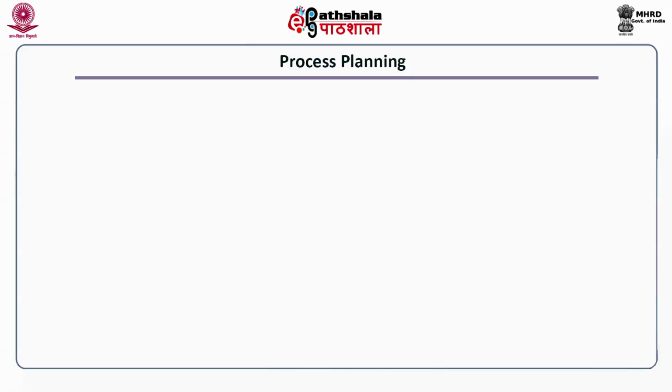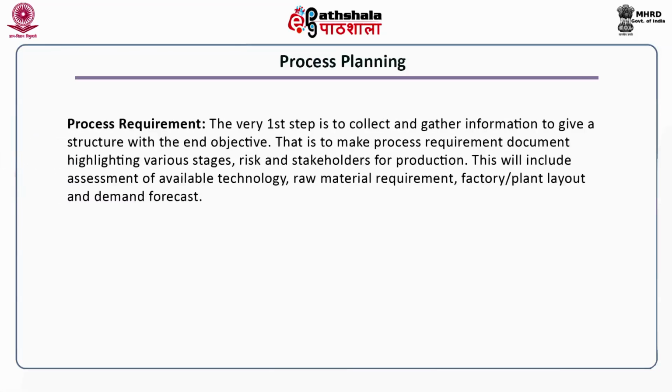Let us study the process planning. Process development for the process design can be summarized through the following steps. One is a process requirement. The very first step is to collect and gather the information to give a structure with the end objective, that is, to make the process requirement document highlighting various stages, risk and stakeholders of the production. This will include assessment of available technology, raw material requirement, factory plant layout and demand forecast.